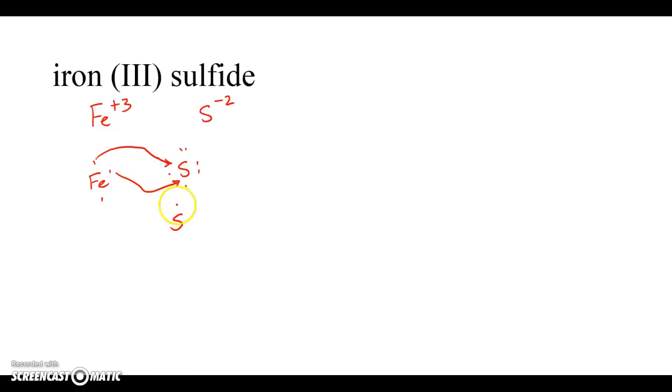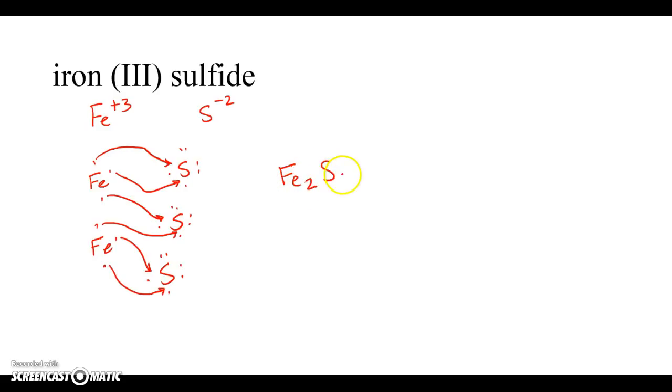But we still have 1 electron that iron is wanting to get rid of, and so we need another sulfur. This electron is going to be lost and gained by this sulfur, but that means this sulfur still has a single electron, and so then we add yet another iron, and that means that this electron can move to this sulfur, this electron can move to that sulfur, and this one, that we have Fe2S3. Okay, so that would be the chemical formula.